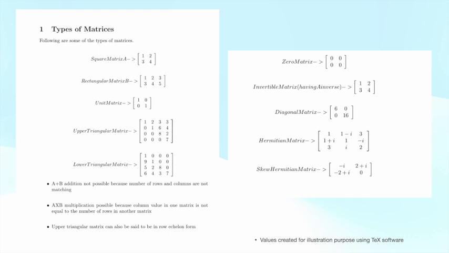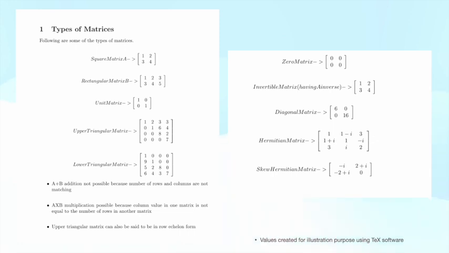So the other notes are like A plus B addition is not possible, because in this case we have a square matrix as A and a rectangular matrix as B. As I said previously, A plus B addition is not possible because the number of rows and number of columns are not matching in A and B. The number of rows of A is not equal to the number of rows of B. The number of columns in A is not equal to the number of columns of B.